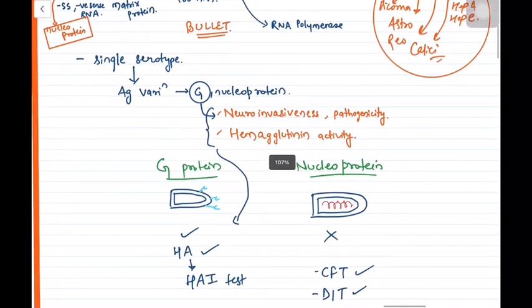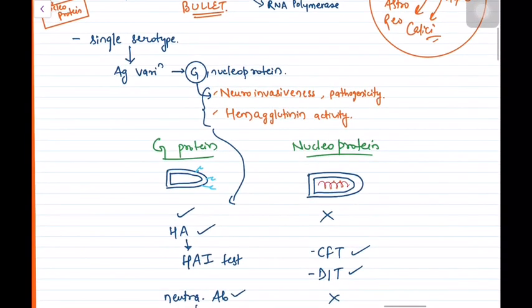Then it has a single serotype, but still there are certain antigenic variations which are due to the glycoprotein spikes on the envelope. Now I told you this G protein is mainly responsible for the neuroinvasiveness and the pathogenicity, and also it has hemagglutinin activity, because of which we can easily detect this by hemagglutination inhibition test.